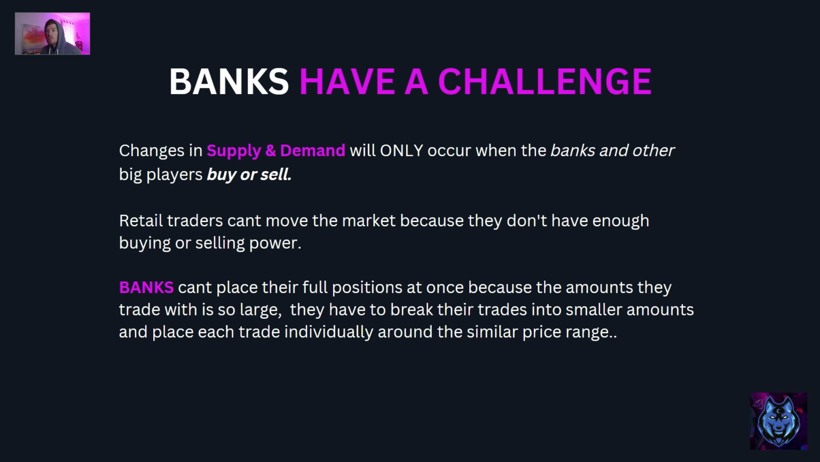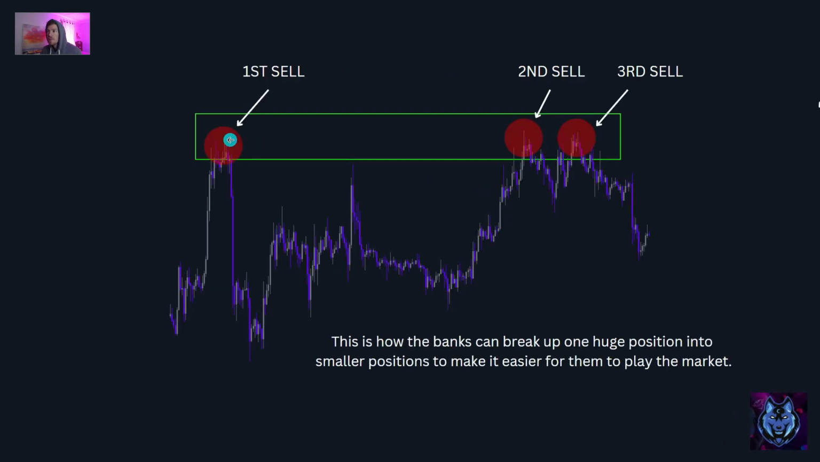Banks can't place their full positions at once because the amounts they trade with are so large. They have to break their trades into smaller amounts and place each trade individually around a similar price range. Let me show you. Here's an example. The bank will enter a position here. Price will come back. They'll enter a position here, enter a position here and here. So they will take their large amount and break it into these mini selling points and focus on a similar range. This is how the banks can break up one huge position into smaller positions to make it easier for them to play the market.